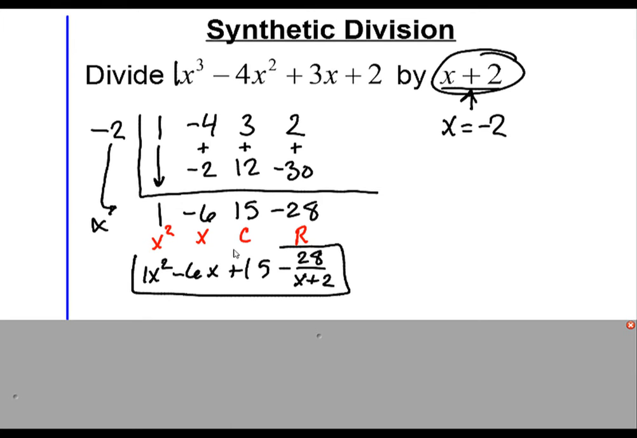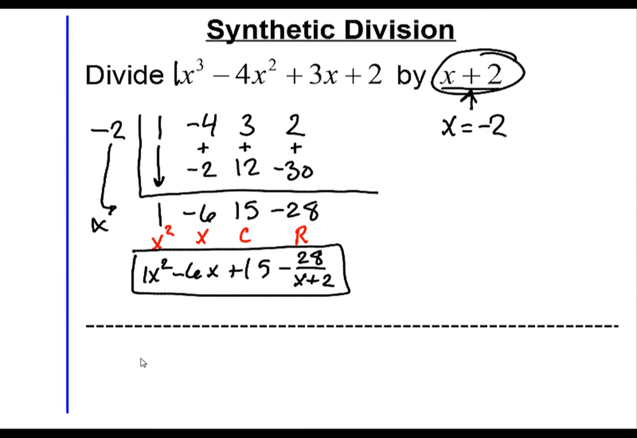So this is the result of dividing the polynomial x cubed minus 4x squared plus 3x plus 2 divided by x plus 2. It doesn't look any simpler or smaller, but if you consider the degree of our answer, which is a 2, and we started with a degree of 3, this answer actually is much smaller.